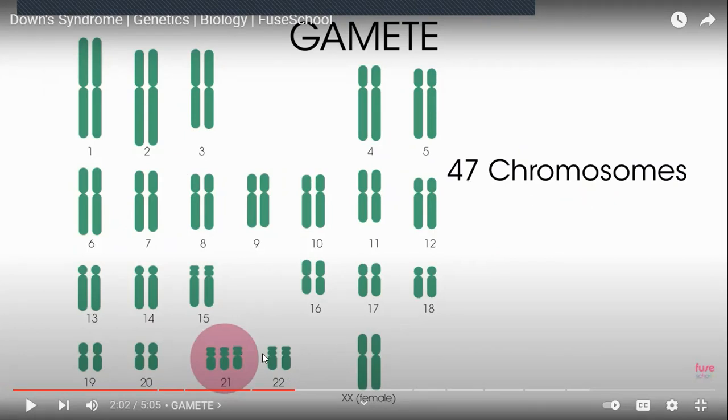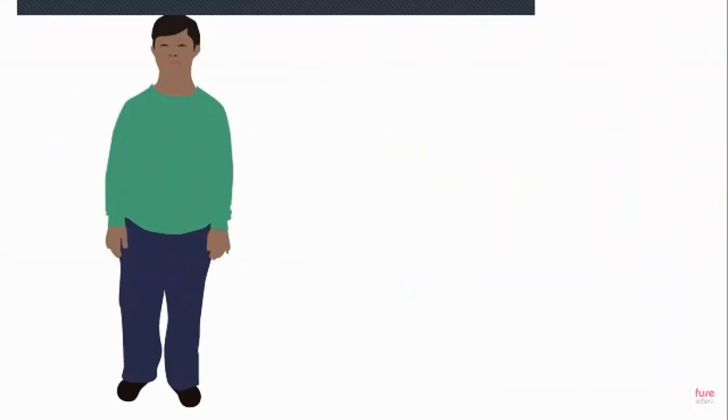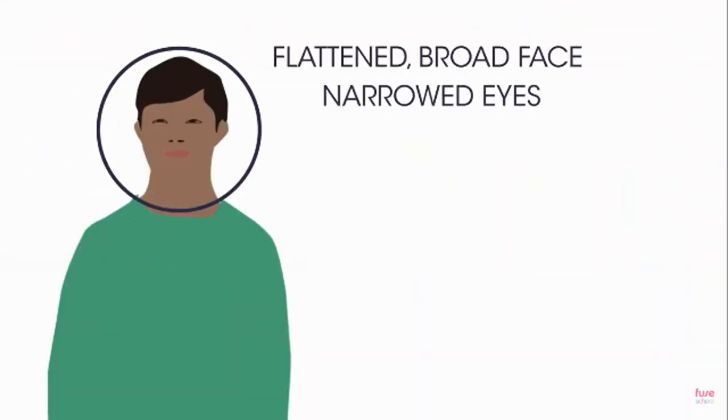And the extra chromosome here is not in the sex chromosome, but in the autosome. So it is different from Klinefelter syndrome. So what are the consequences of having an extra chromosome for people with Down syndrome? Well, the difficulties vary in severity. Facial characteristics can include a flattened, broadened face and narrowed eyes.